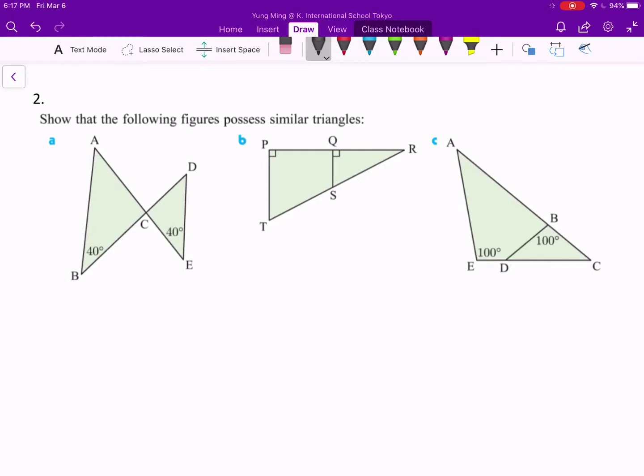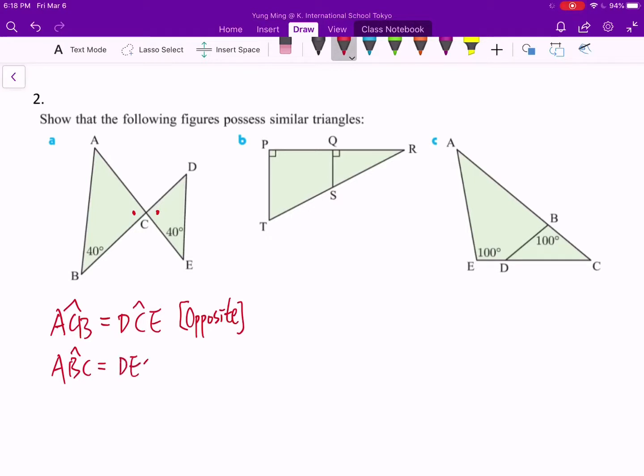Second example over here, again pause the video, whenever you're ready we will go over together. So first of all, we have angle ACB equals angle DCE. We have opposite angles. Second of all, we have ABC equals DEC. Well, because it says over here on the top that both of them are 40 degrees, so we can just say it's given. And then we are done. Triangle ABC is similar to triangle DEC, AA.